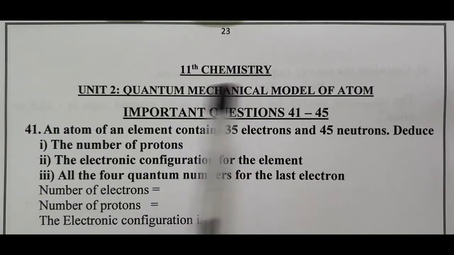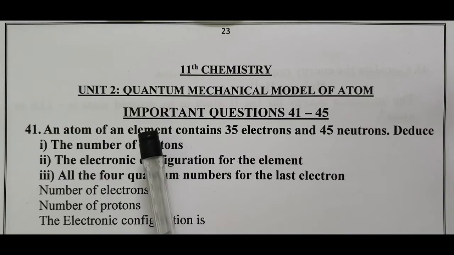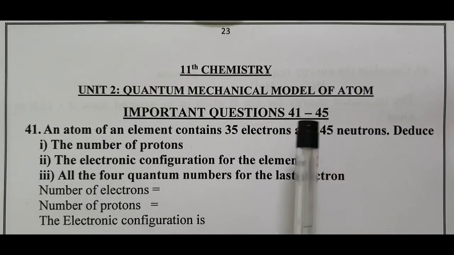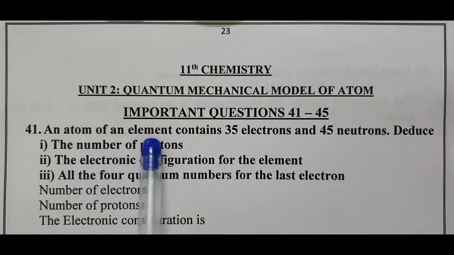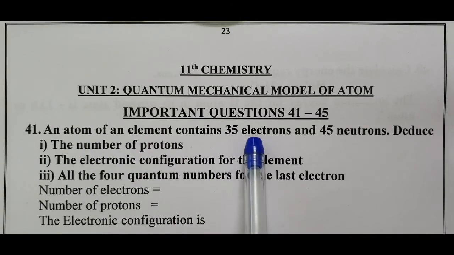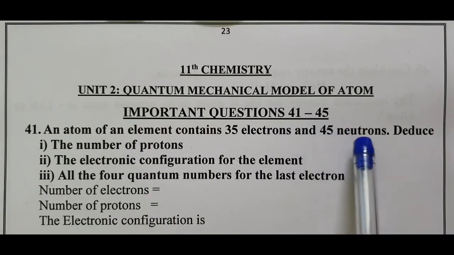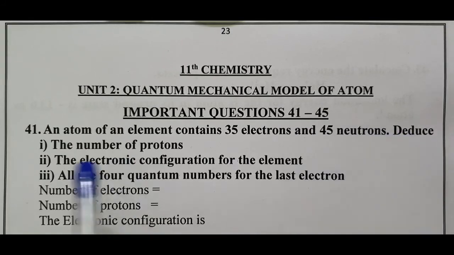11th Chemistry, Unit 2, Quantum Mechanical Model of Atom. Important questions and answers, question number 41 to 45. Question number 41. An atom of an element contains 35 electrons and 45 neutrons. Deduce the number of protons, the electronic configuration for the element, and all the four quantum numbers for the last electron.